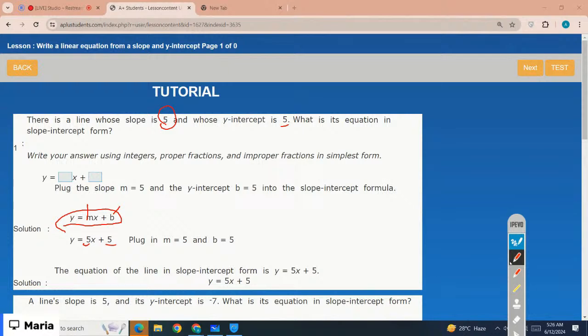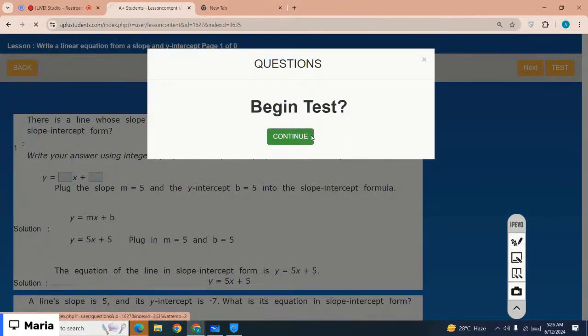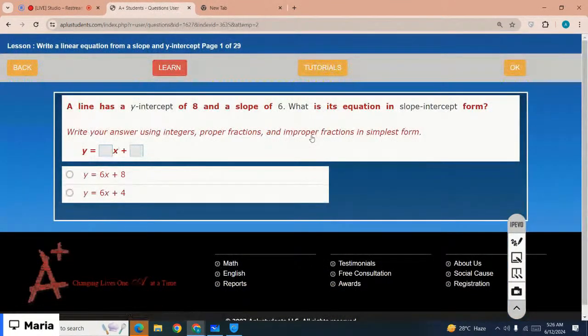Let's just start with the test questions. So you are given the slope and the y-intercept. You just have to put them in the equation and make the equation. A line has a y-intercept of 8 and a slope of 6. What is its equation in slope-intercept form? You are given the y-intercept is 8. The y-intercept means the b in the equation, right? And the slope is 6 means the m in the equation.